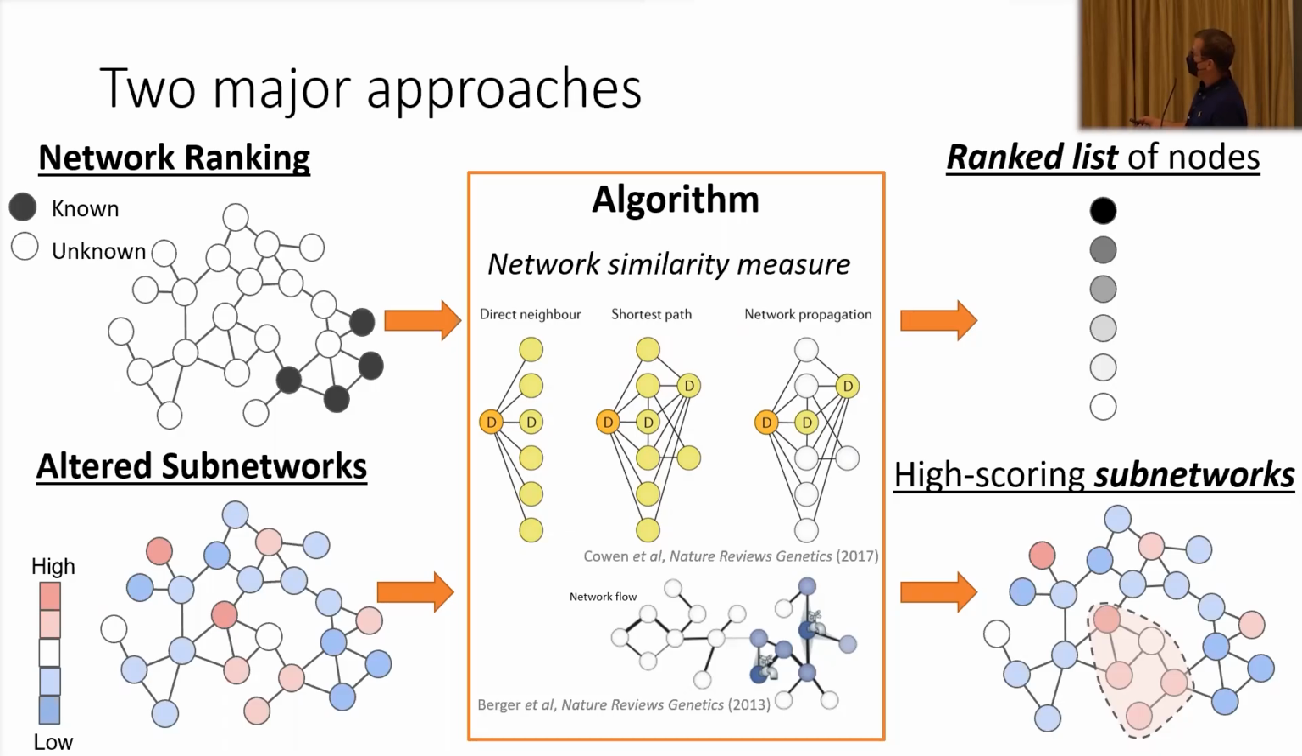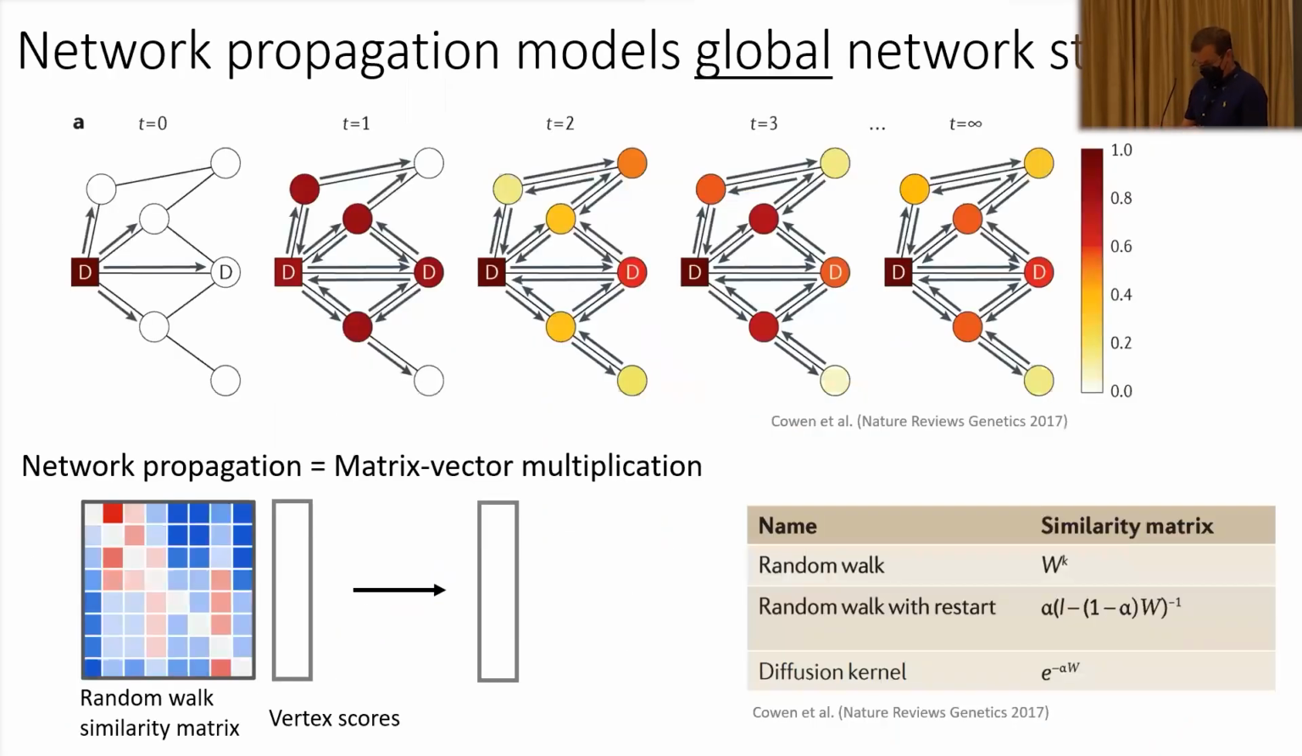Now, these similarity measures we've heard already a lot about. Historically, maybe the simplest was to just look at direct neighbors and then shortest paths, which we heard about this morning. And then more sophisticated measures that propagate information on networks using random walks or diffusion or network flow approaches. Again, we've already seen and heard about this. So network propagation has really become one of the most popular approaches, I would say.